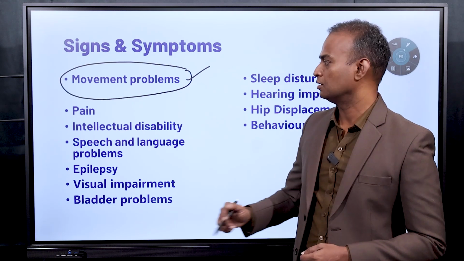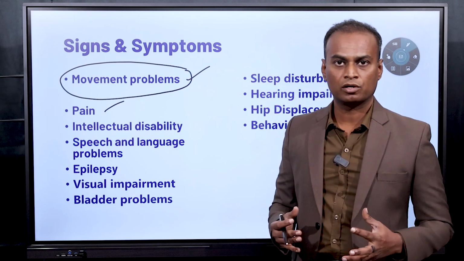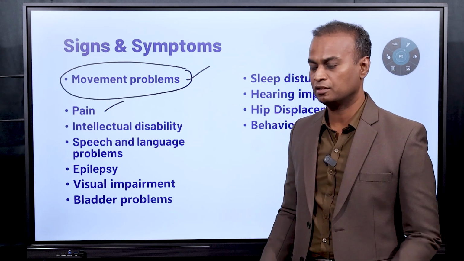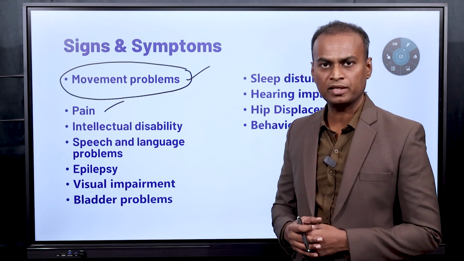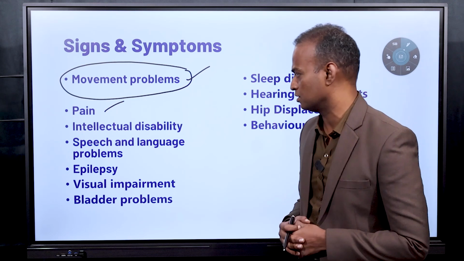Apart from that, they may have pain anywhere in the body or anywhere in the joints, especially upper limbs and lower limbs. They will have pain due to spasticity of the muscles.